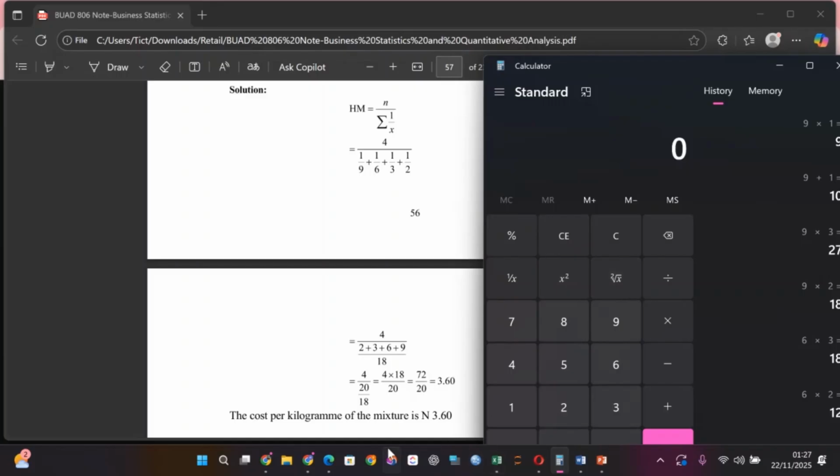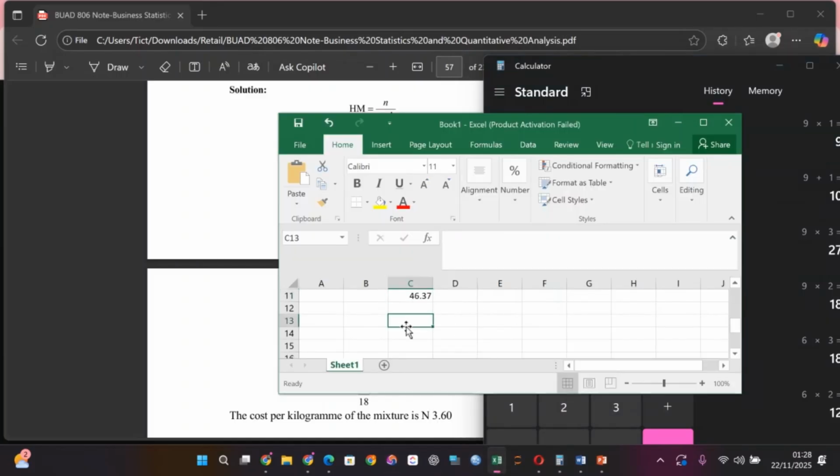Let me just do it in Excel and show you how we get that value. The first one we're starting from 9, then we have 6, then 3, and then 2. If I say 9 times 1, I get 9. 9 times 2, I get 18. I already have 18 here. And 9 times 3, I get 27. I don't want to move further because I've seen 18.